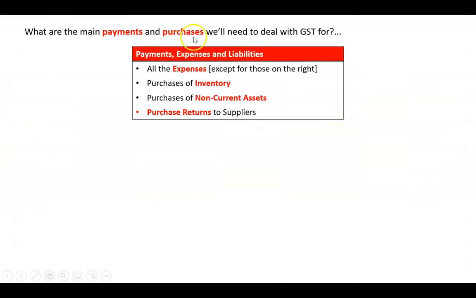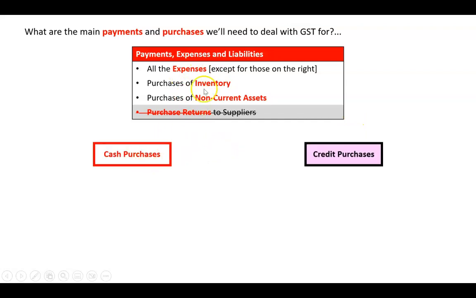So, what are the main payments and purchases we'll need to deal with GST for? Well, here's our list here for payments, expenses, and liabilities, these things here. What we'll do right now is we'll cross out purchase returns to suppliers because we don't know what that is yet. We'll deal with that later. So what we're going to do now is break down these things here into two groups and say, basically we can divide all these things and say each thing is either a cash purchase or a credit purchase. And there's four things in particular we'll need to deal with.